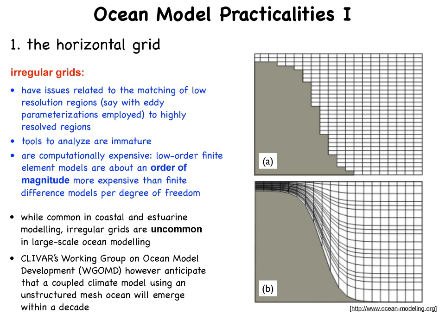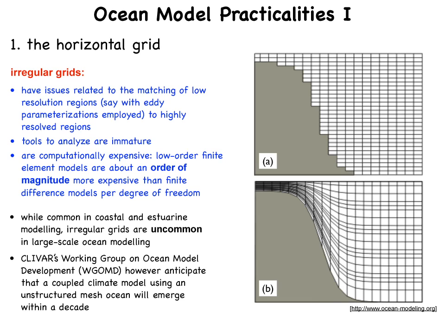There are issues related to matching of the low resolution areas to the high resolution areas. So what do you do if in your low resolution area you have a parameterization turned on, and as you merge into the high resolution area, what do you do to that parameterization? That's a bit of an open question. The tools to analyze these irregular grids are still very immature relative to their regular grid counterparts. And they still are very computationally expensive.